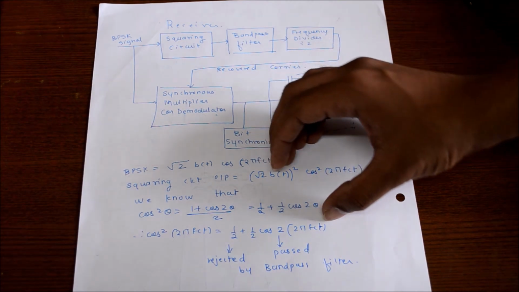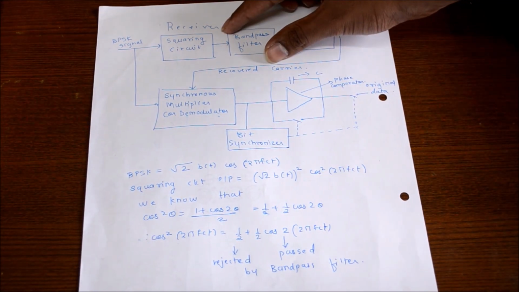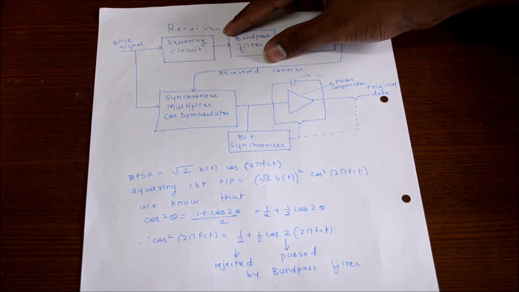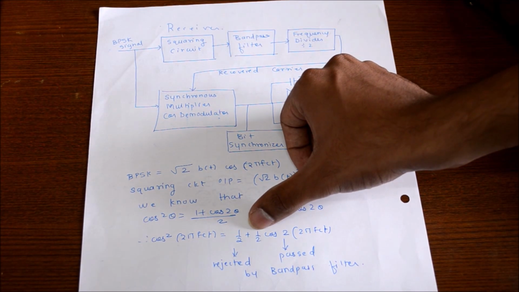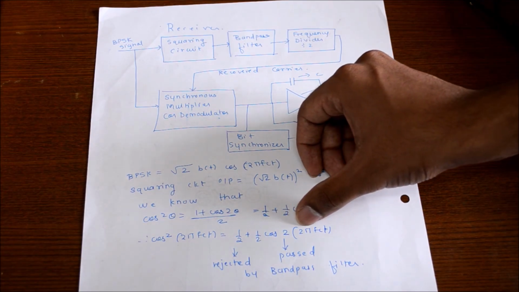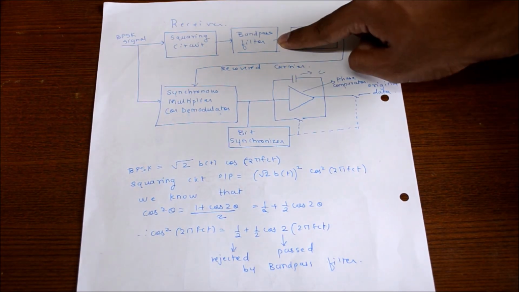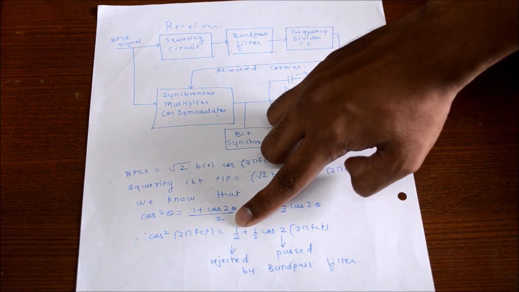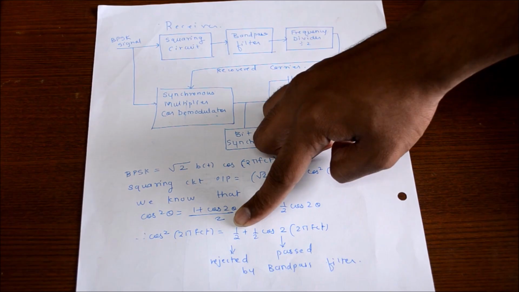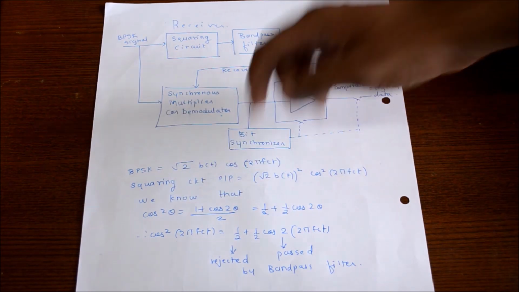Now we have a bandpass filter here whose center frequency is 2fc. Here we have the signal 1 by 2 cos of 2 pi fct. The bandpass filter will pass this signal and reject this signal because this is a DC signal and we don't require a DC signal.